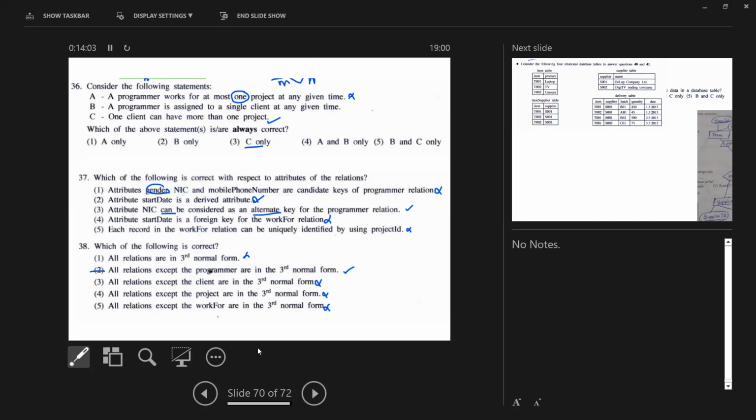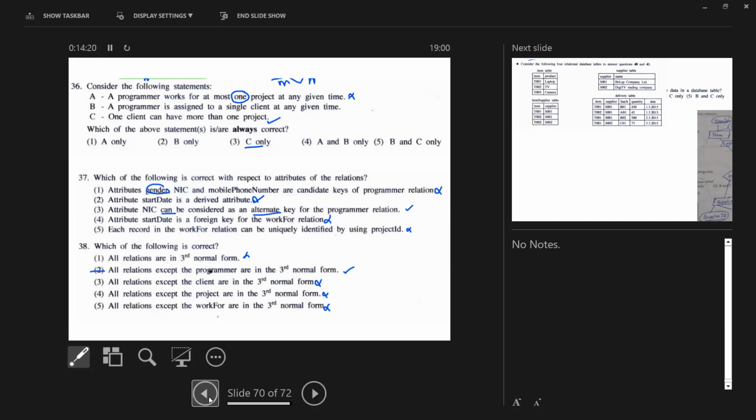Attribute date is a derived attribute. Start date is not a derived attribute. Attribute NIC can be considered as an alternative key for the programmer relationship. Yeah, it can be the alternative key.